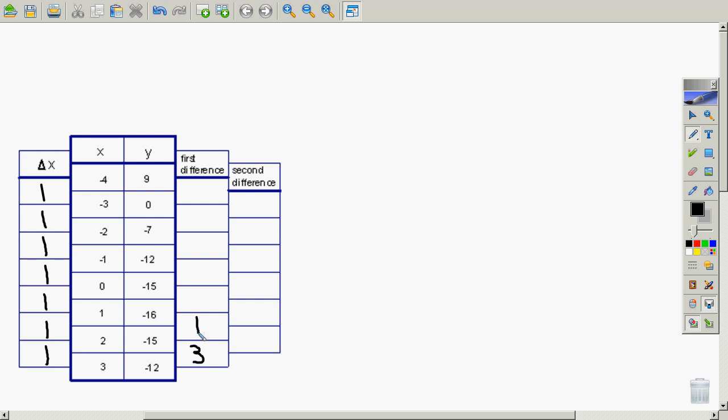This one should be 1. This one's negative 1. This one should be negative 3. This one should be negative 5. This one negative 7. And 0 minus 9 is negative 9. So we know that this is not linear because these are all not the same here.